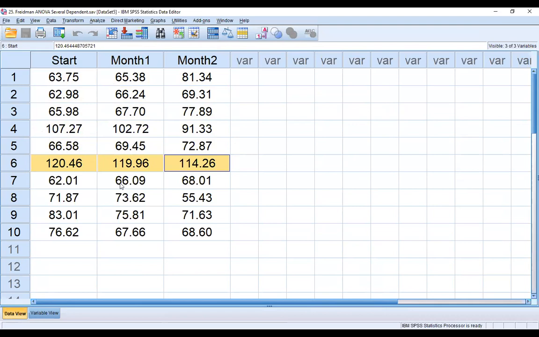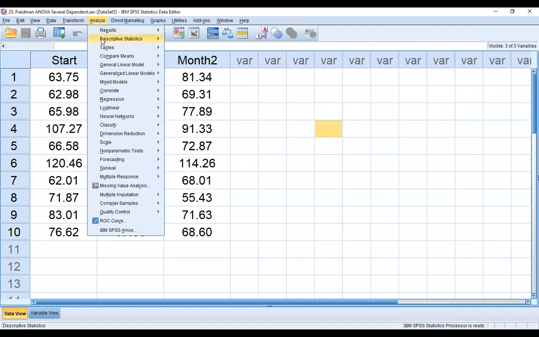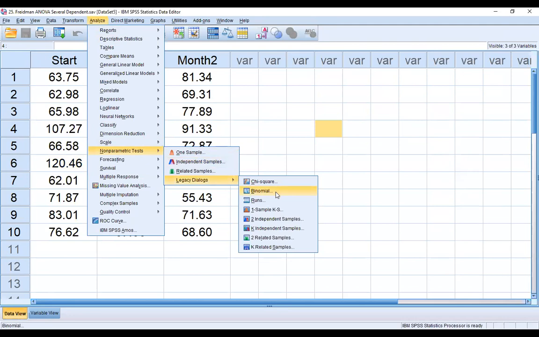So whether it is correct or not, what will we do? We will use the Friedman ANOVA to test whether the program reduced the weight significantly or not. Analyze, non-parametric test, legacy dialogues, and K related samples.